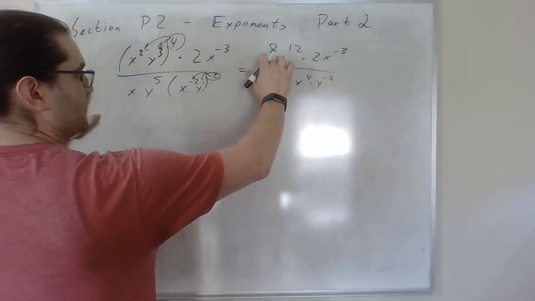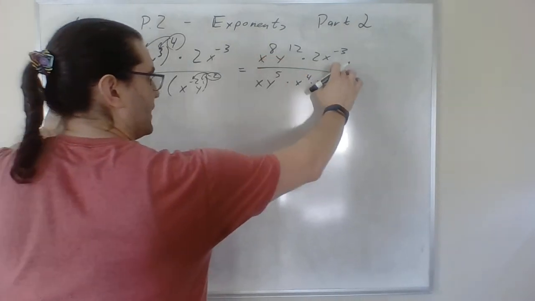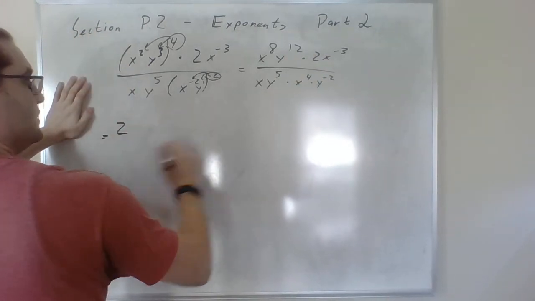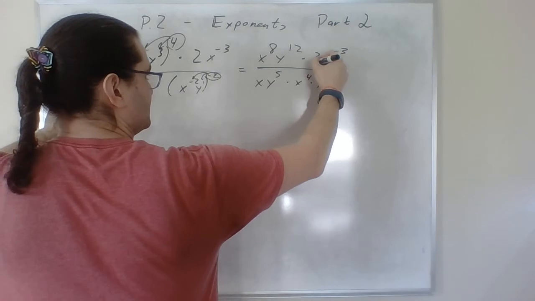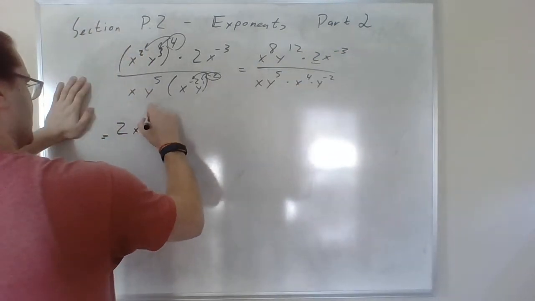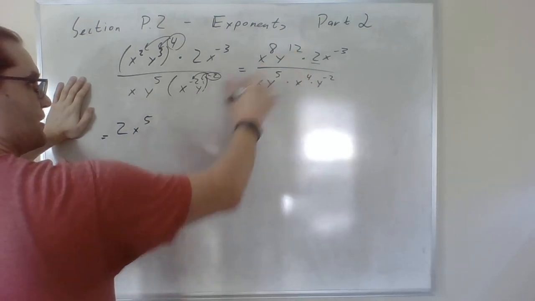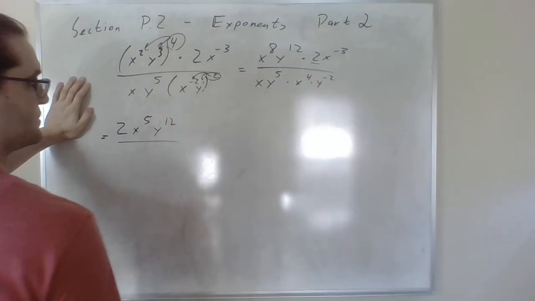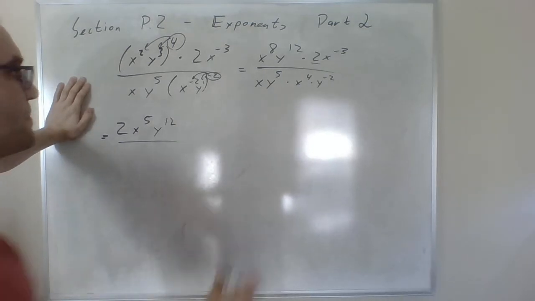I have 8 x's here, negative 3 of them here. So, well, I'm going to start with a 2 first. 2. Done. I should have 5 total x's in all that. And then there's still just 12 y's. That's what the top looks like, cleaned up a little bit.